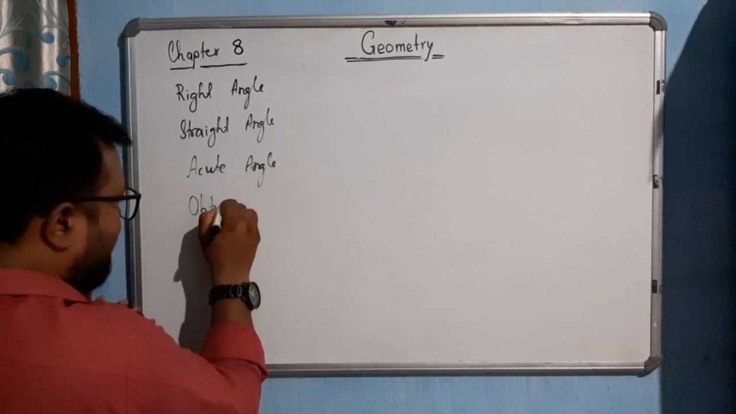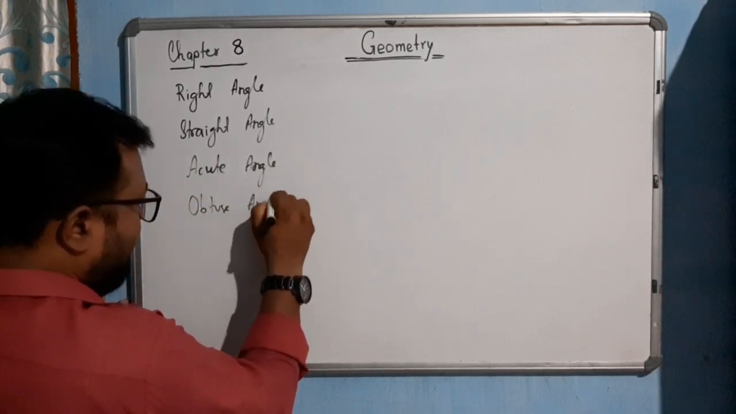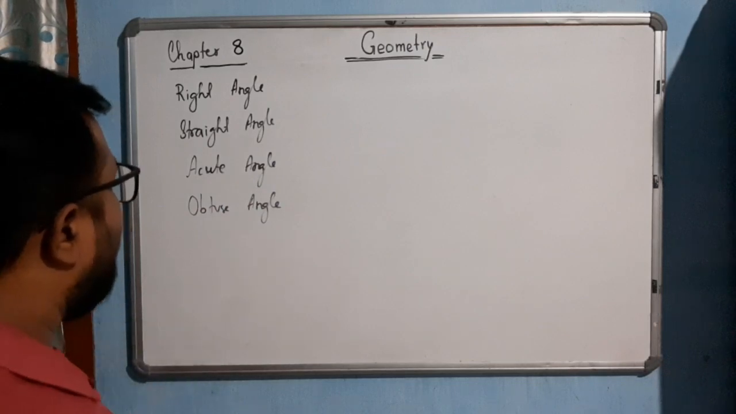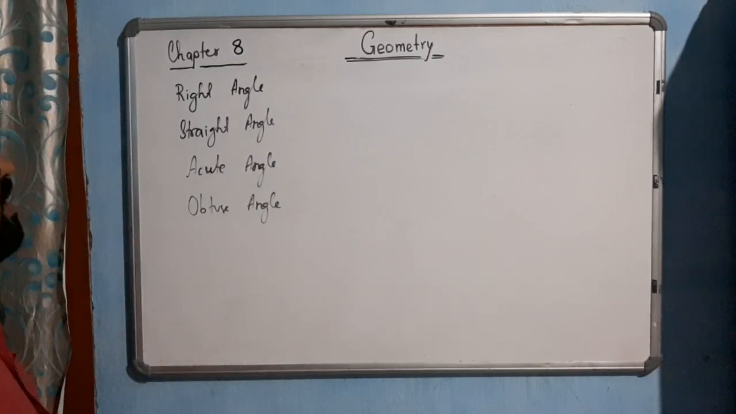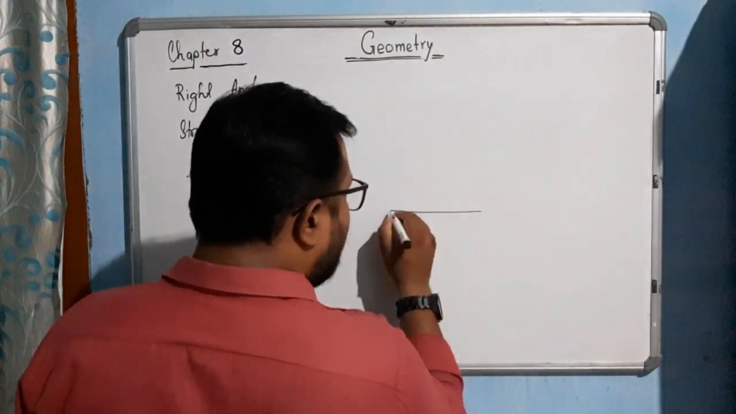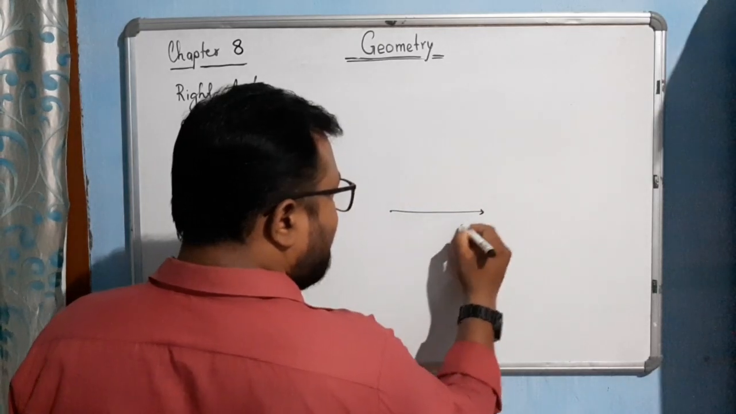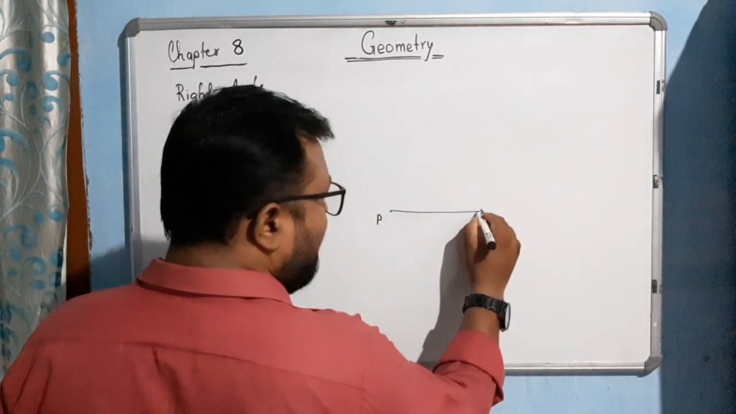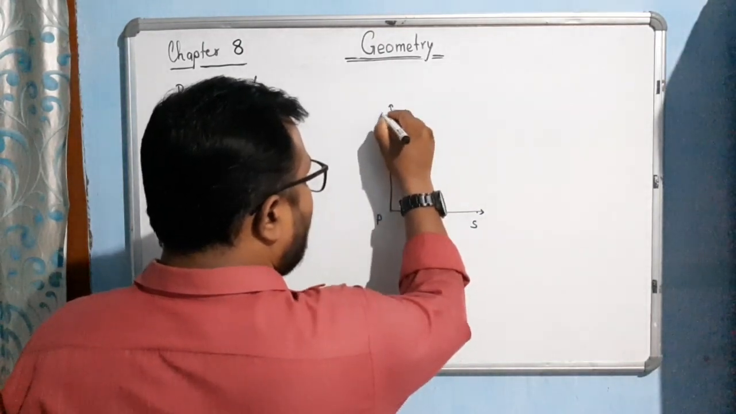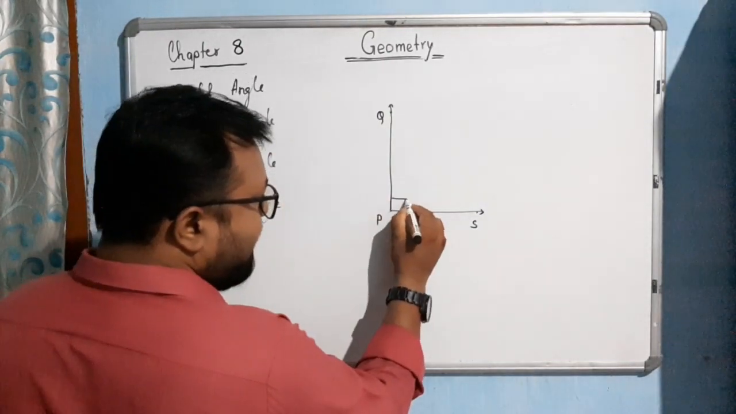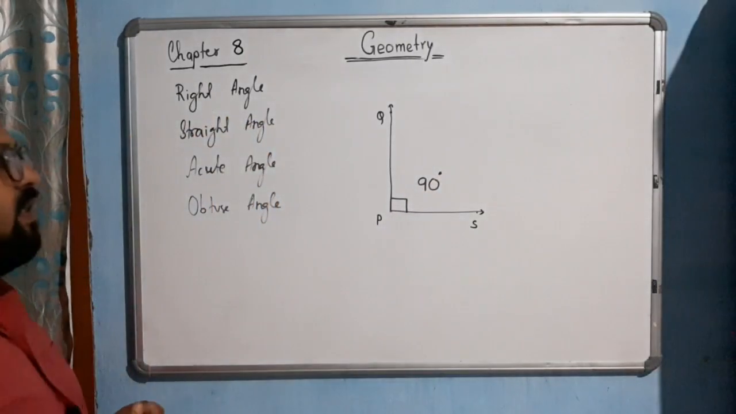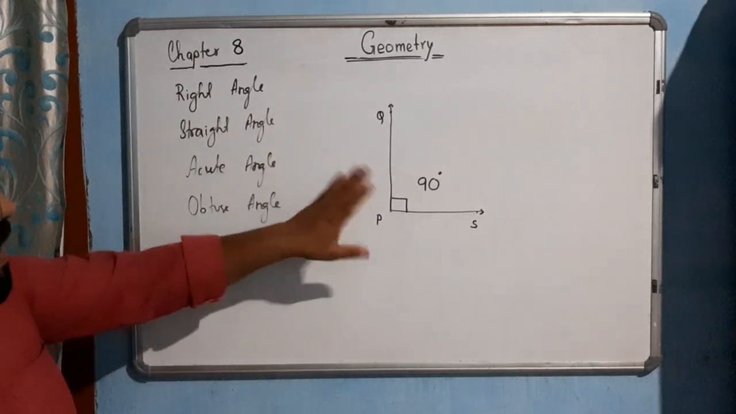And obtuse angle. Okay. Now we will discuss what is a right angle, what is a straight angle, what is an acute angle, and what is an obtuse angle. See, when the separation between the arms, suppose P, here S and Q, this is 90 degree, then we call it a right angle.